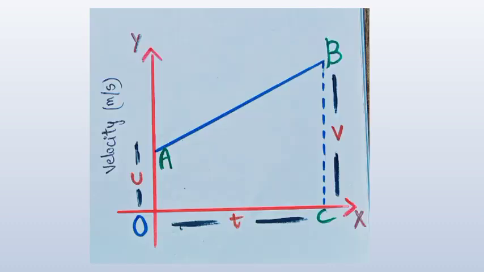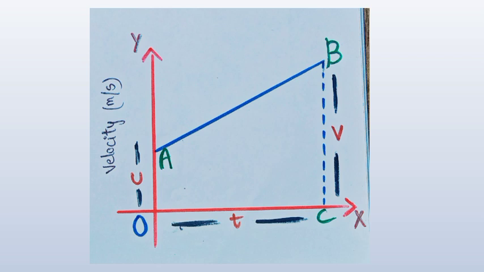Hello friends, in this video we will understand the third equation of motion. The third equation of motion is also known as the position velocity relation. Here in the velocity time graph, AB is a straight line.